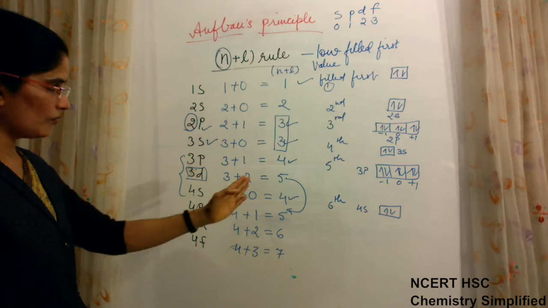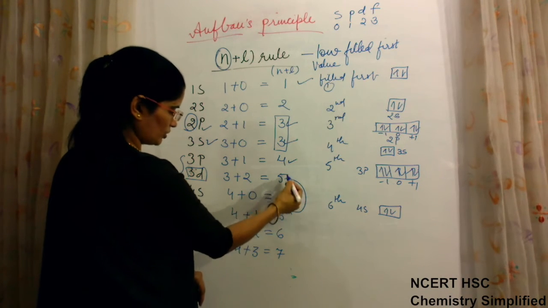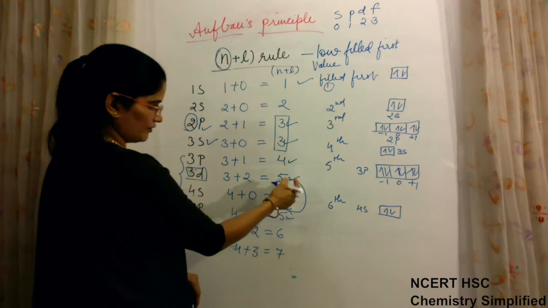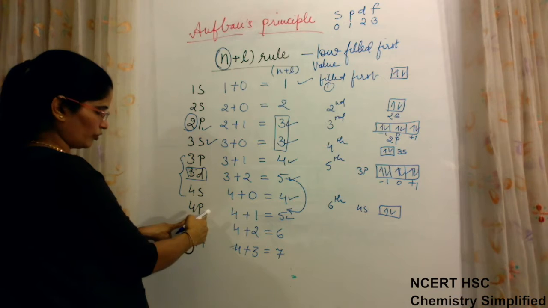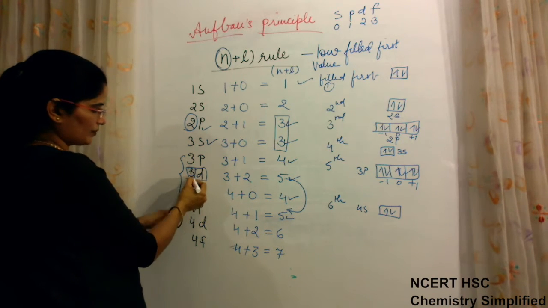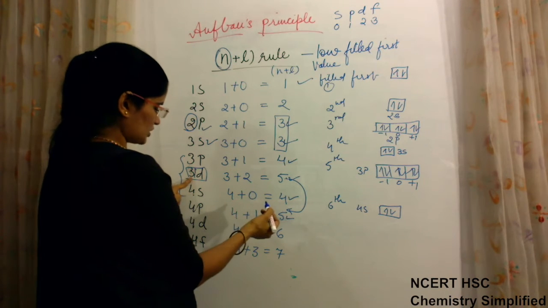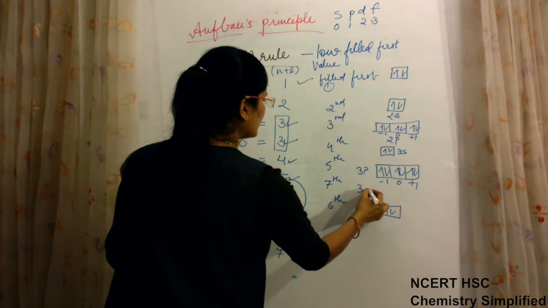Okay, now once 4s is filled, we have to come to the next number, 5. After 4, the higher value is 5. Now again we have 5 values, 5 for 3d as well as for 4p. Again, when the same values are there, we have to see the value of n. So this is 3, so this will be filled first. So the 7th filling, of 3d, will take place.